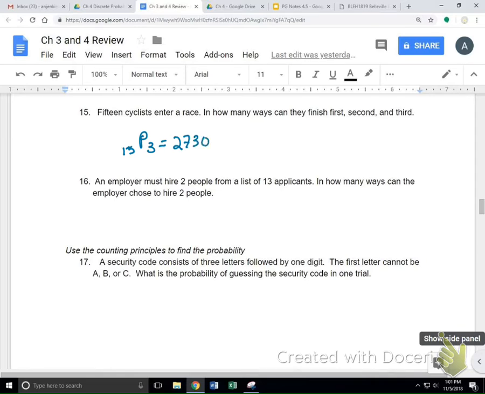The next one is, an employer must hire 2 people from a list of 13 applicants. How many ways can the employer choose these applicants from that group? So we have 13 choose 2. Again, you can use that button, so it's 78.